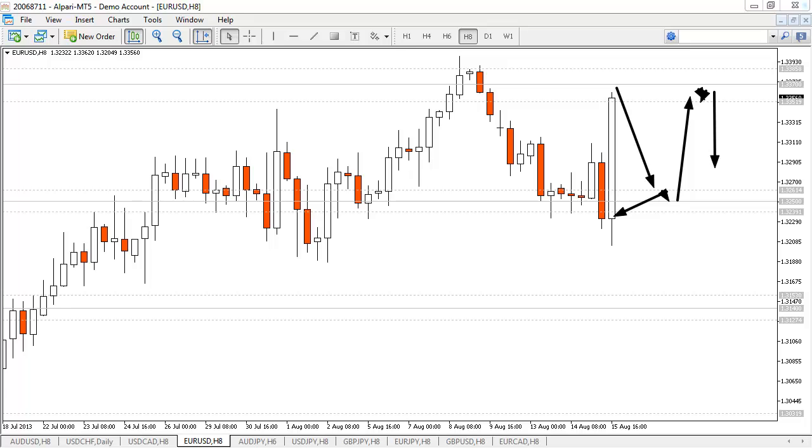Stop loss was quite a bit over the previous indecision candle. Shiraz, you're referring to the Euro CAD trade.